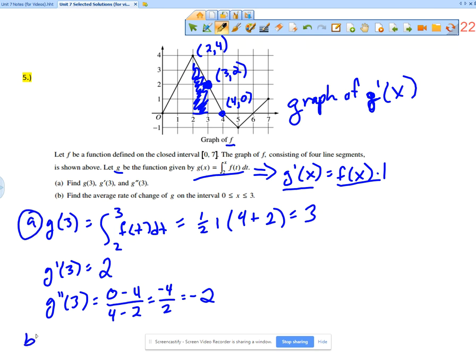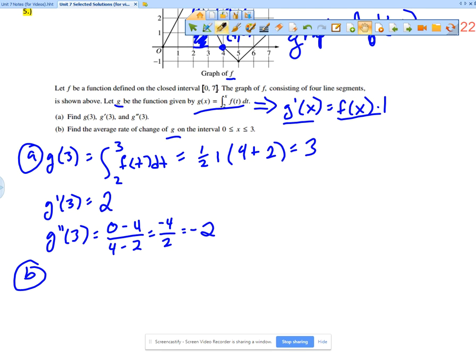All right, part B. Find the average rate of change of g on the interval 0 to 3. So we are finding the slope of the secant, but remember, it's the slope of the secant on g. We're not actually looking at a graph of g, so we can't just do it so simply. But the slope of the secant would be found by taking g of 3 minus g of 0 over 3 minus 0, y2 minus y1 over x2 minus x1. Now g of 3, we actually already found that. g of 3 is 3 minus g of 0.